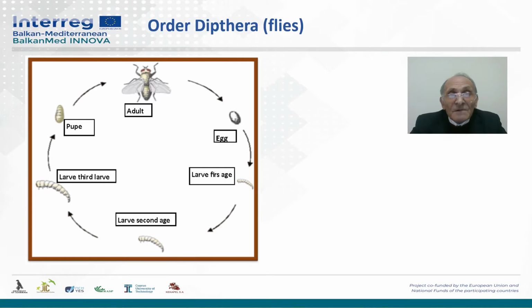Now a cycle from the order Diptera, or flies. Adult flies lay the eggs. From the eggs hatch the first age of the larva, the second age of the larva, the third age of the larva, and after this stage comes the pupa.